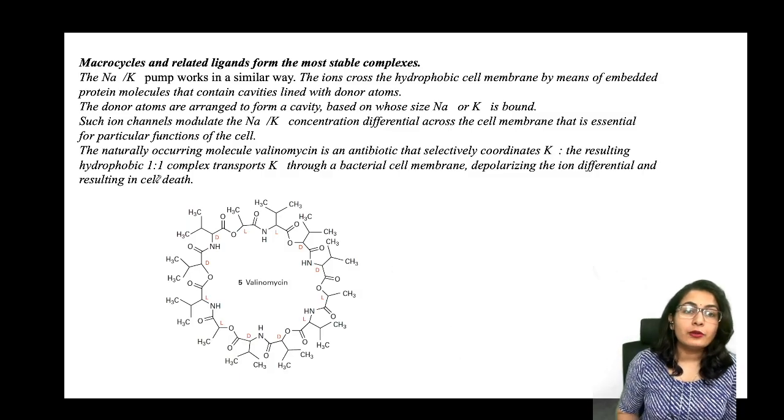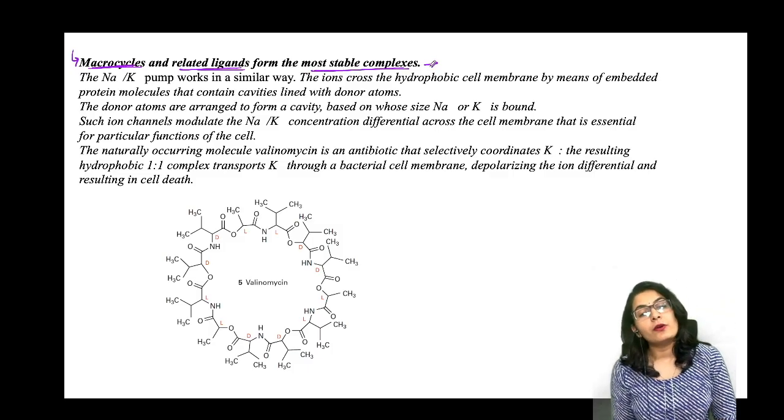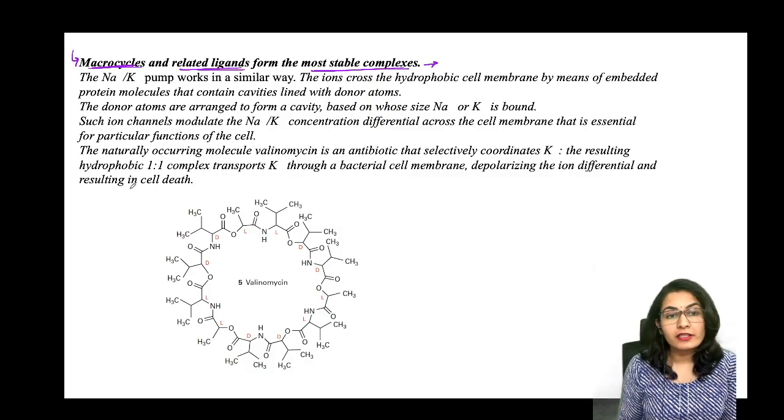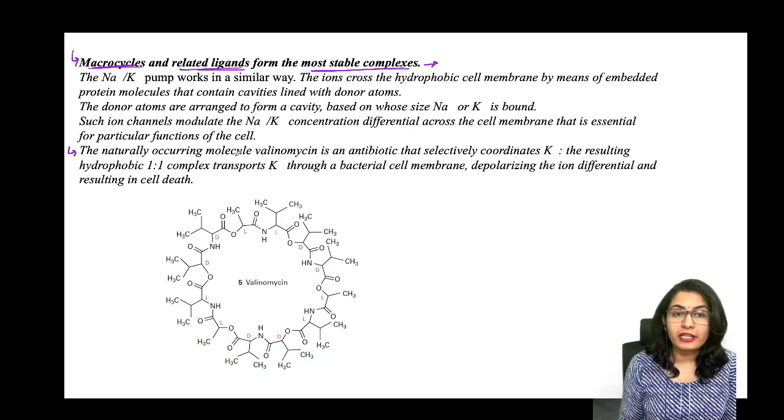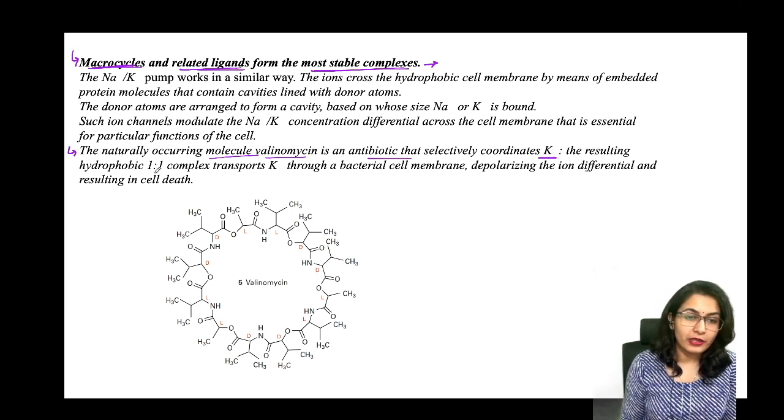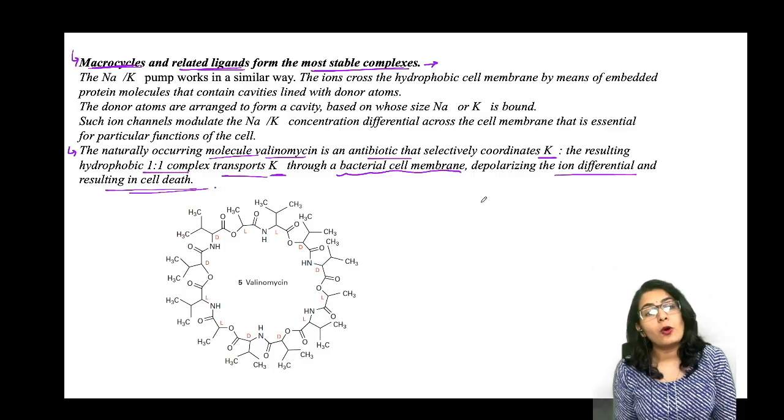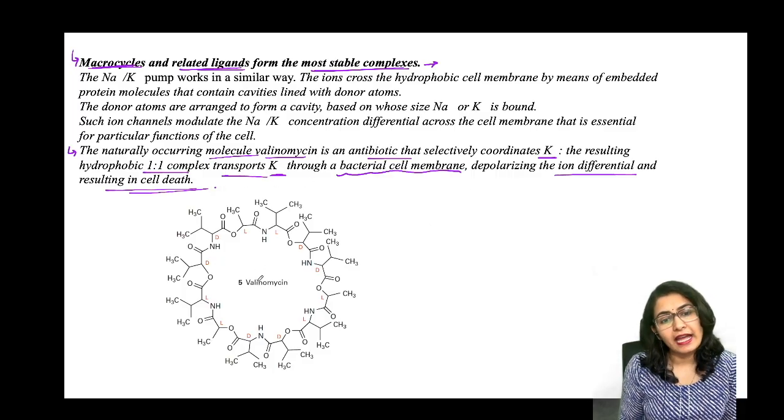Next, we are going to also see an example of another type of macrocyclic compound. Macrocycles and related ligands form the most stable complexes. So one example is valinomycin. What is valinomycin? The naturally occurring molecule valinomycin is an antibiotic that selectively coordinates potassium. The resulting hydrophobic 1:1 complex transports potassium through a bacterial cell membrane, depolarizing the ion differential and resulting in cell death. So this is nothing but a carrier of potassium.